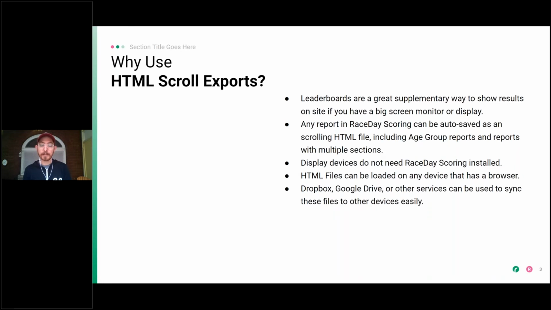And finally, you can use Dropbox, Google Drive, or other services to sync these files to other devices easily and automatically. So the autosave basically will be able to update the file periodically, and then that file will sync over to your Dropbox account and then sync down to any devices that are linked to your Dropbox account, for instance. So this is a really simple way to publish or automatically sync any kind of report that you want to turn into a big giant leaderboard.